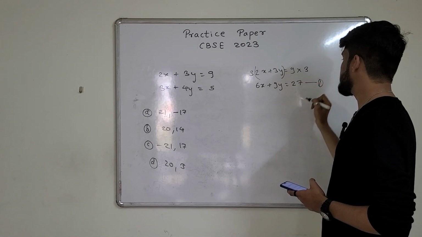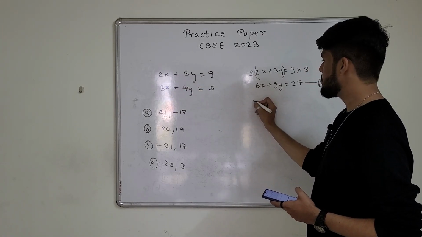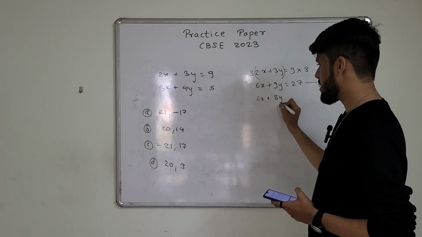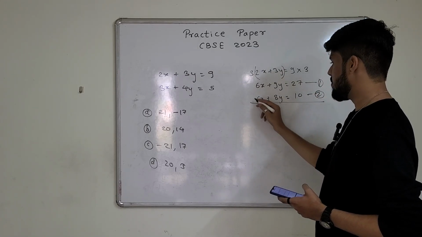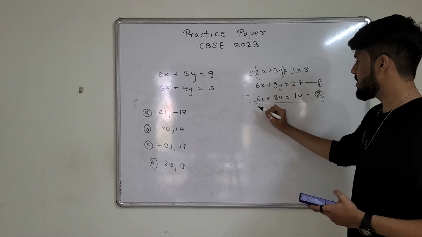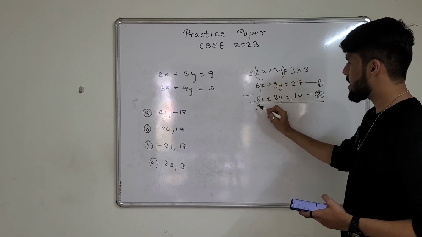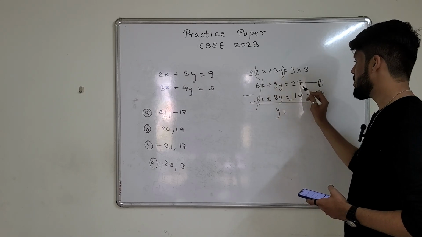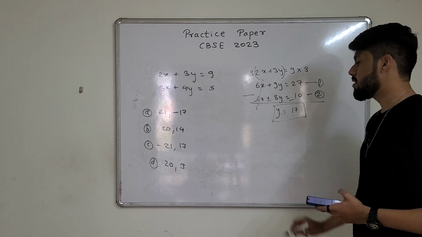Let this be my first equation. Multiply the other equation by 2. So that comes out to be 6x plus 8y equals 10. This is my second equation. Let's solve. Subtract both of them. What you will get is minus, minus and minus, the signs will get changed. Here this will cancel out. 9y minus 8y is just y equals 27 minus 10, which is 17. So the y we got was 17.